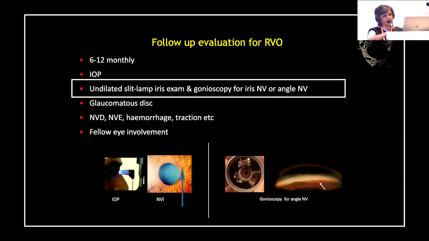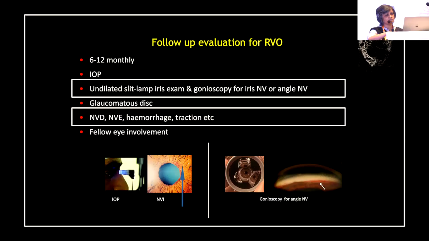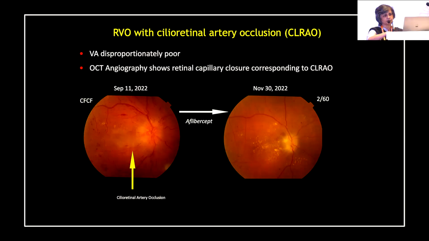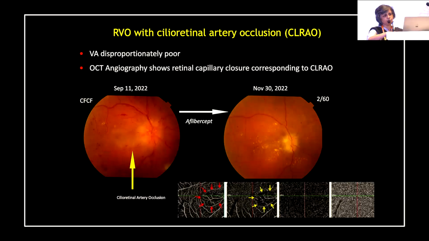Follow-up for any case of RVO every 6 to 12 months is mandatory, with intraocular pressure, undilated slit lamp exam, gonioscopy for angle new vessels, and very, very important, the fellow eye, because many times the other eye also has a vein occlusion which is sitting silent but with proliferative complications, which will lead to blindness.